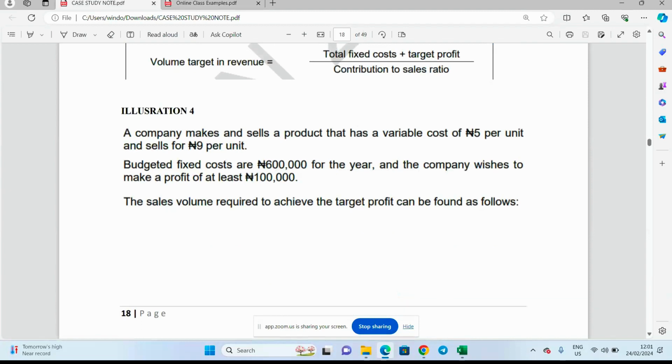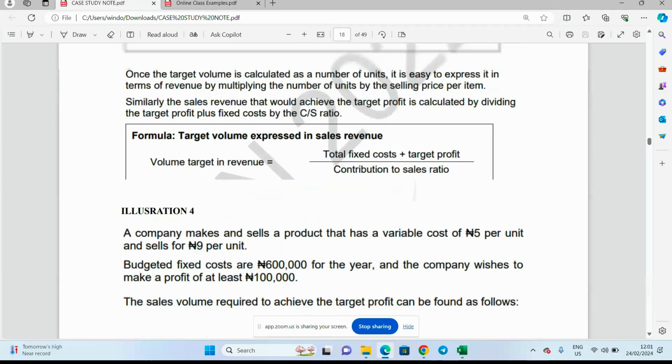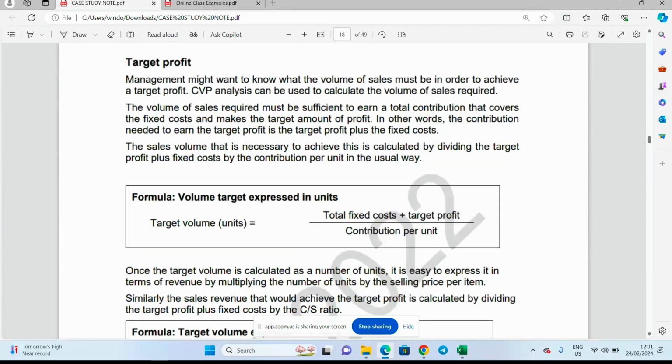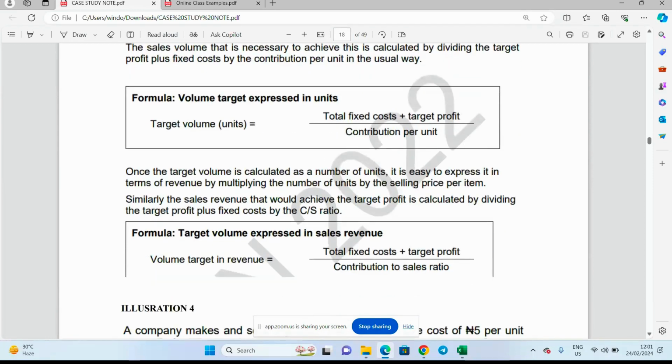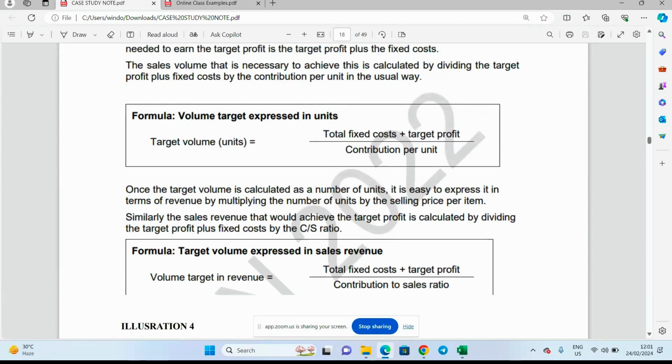A company makes and sells a product that has a variable cost of 5 naira per unit and sells for 9 naira. Before this illustration, what are they saying? You may also be asked to calculate target profit. The formula for calculating volume with target profit is total fixed cost plus target profit divided by contribution per unit. That's the only difference between this one and what we have been doing. If it's in units and they ask you to calculate the revenue, just multiply it by selling price. That's all. Let's go to illustration 4. I'll go through it myself.